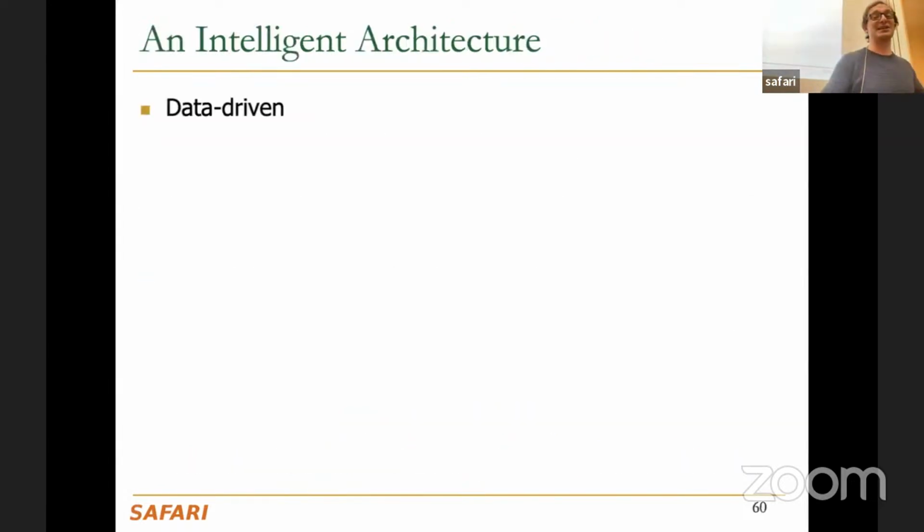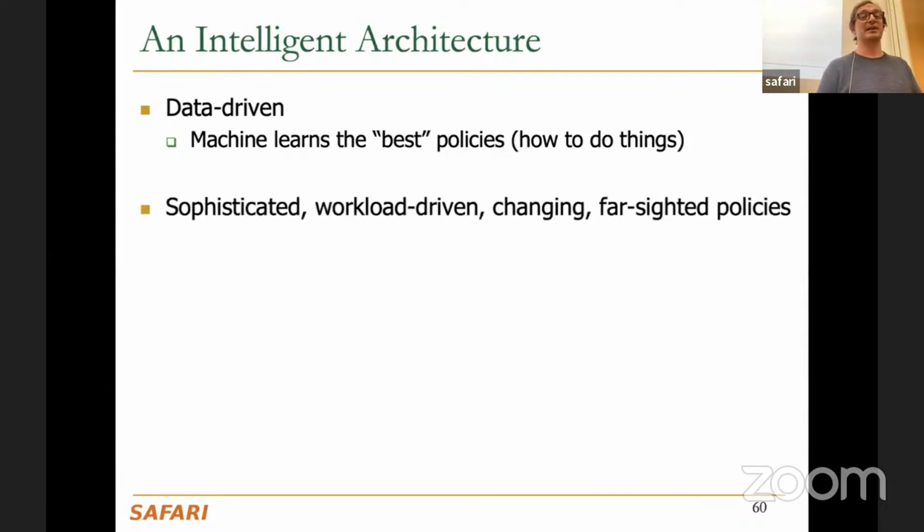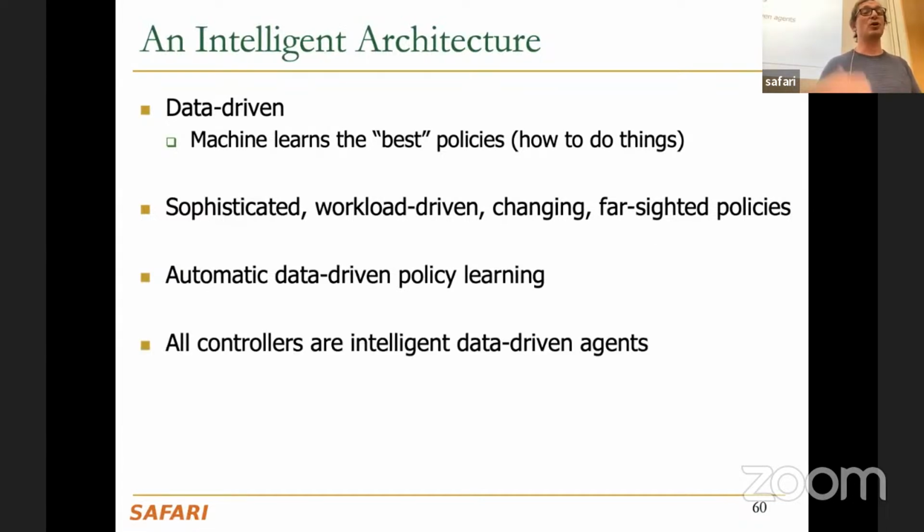So what's an intelligent architecture? It needs to be data-driven. Basically, it needs to learn based on data. Over time, it gets better, hopefully. It learns the best policy, adapts. And hopefully, it has a sophisticated, workload-driven, changing, and far-sighted policies. And we call this automatic data-driven policy learning. And if all controllers are intelligent data-driven agents, maybe you have a much better system.